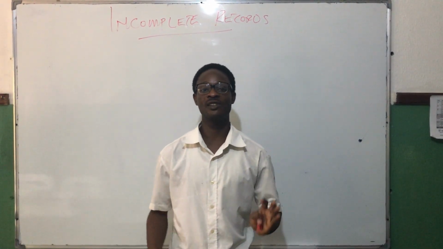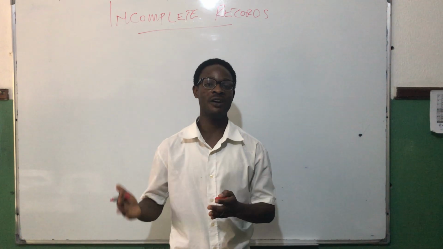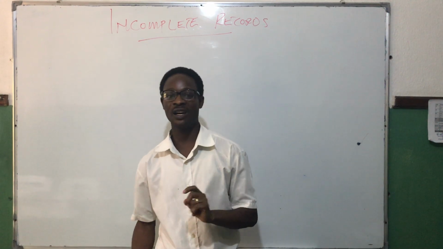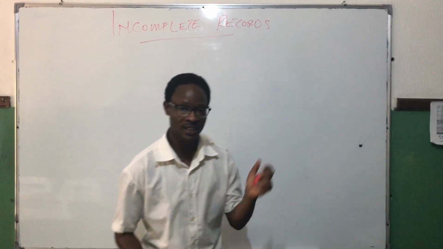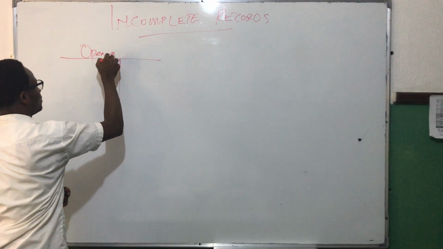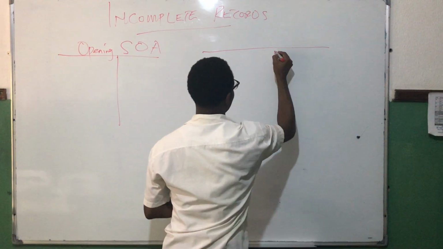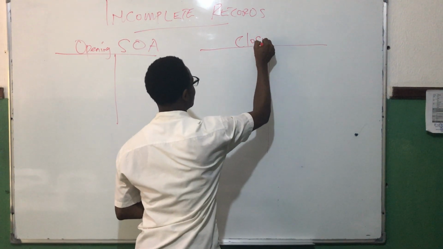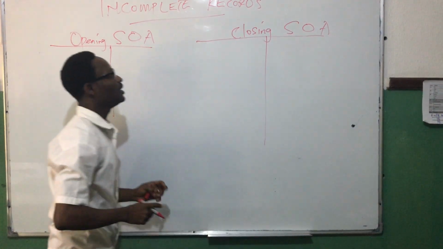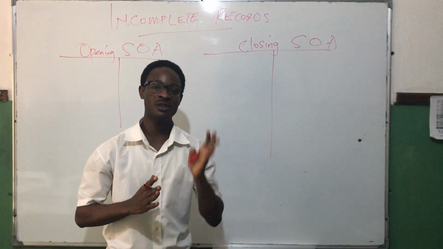First thing to prepare is what we call the opening statement of affairs and the closing statement of affairs. These will help us to find the value of opening capital and closing capital. Let's do that. Opening statement of affairs. Closing statement of affairs.